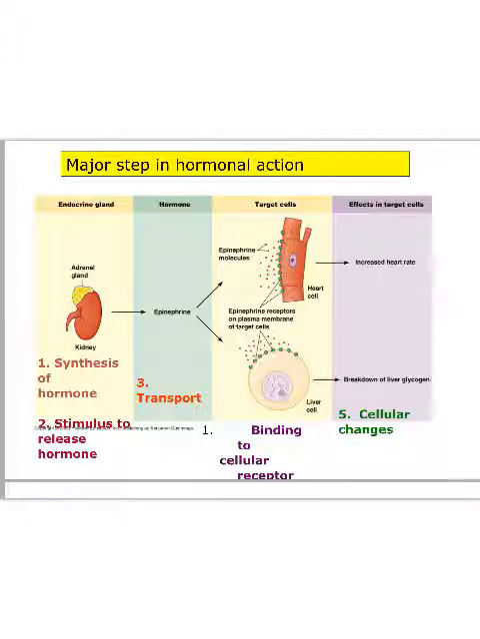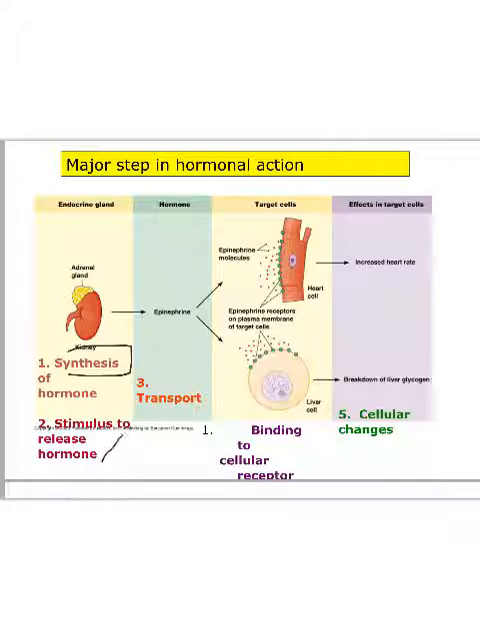The first one is synthesis. The hormone has to be made somewhere. This looks kind of funky because when I import it from PowerPoint into my iPad, it always changes the format a little bit. So the first step is synthesis of this hormone. How is the hormone made? And then we're going to talk a little bit about the chemistry of the hormone.